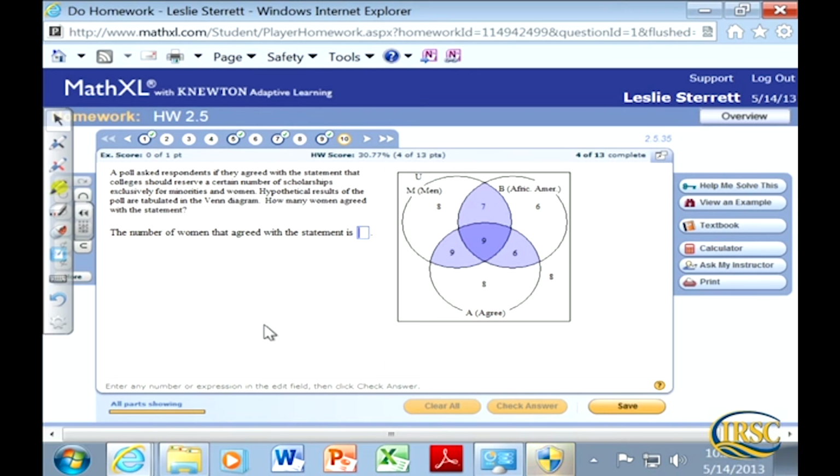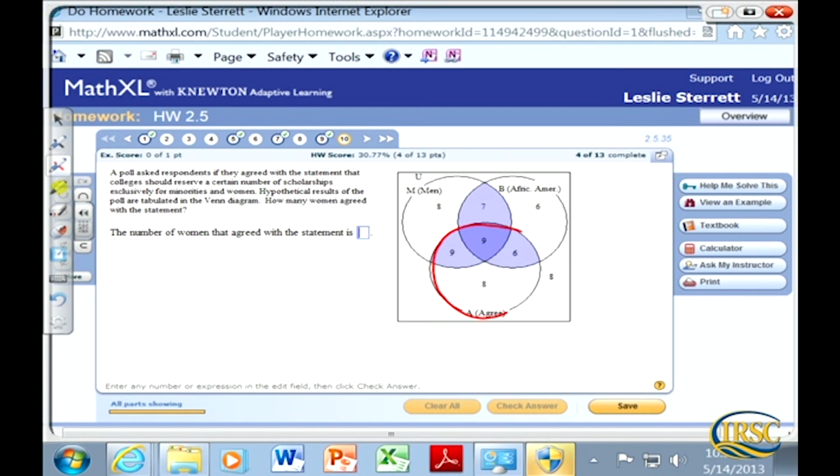8 is part of it. 6 and 8 is correct. Good, because here are the people that agreed. Okay, and notice that, yeah, question? Okay, good question. So how do you know which ones are women?